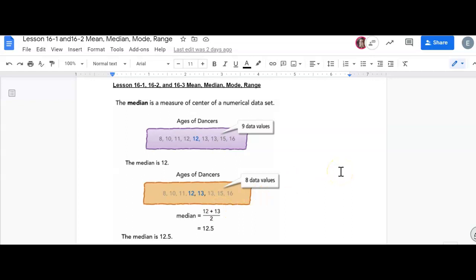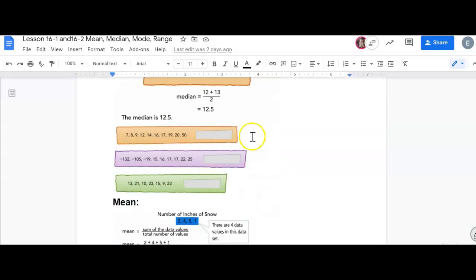The most important thing when finding the median is to make sure that your data set is in order from least to greatest. The problems that you did yesterday were from least to greatest, but this question here was not. So what you needed to do was rewrite them in order from least to greatest, then find the median. We have to do that so everyone finds the same median.